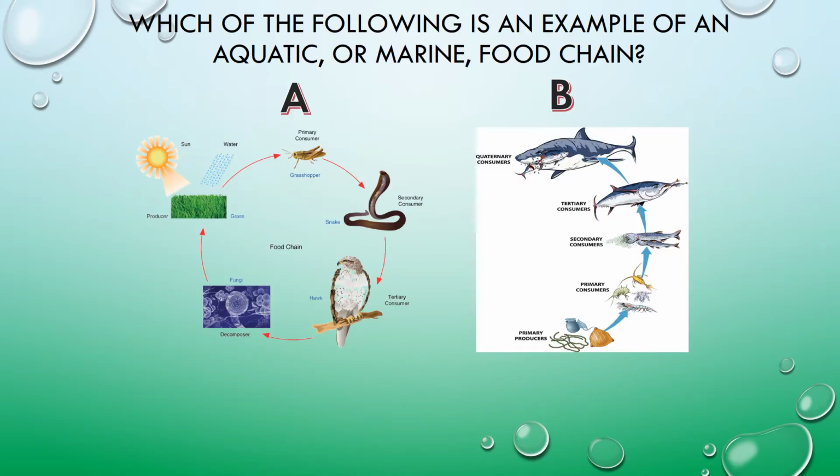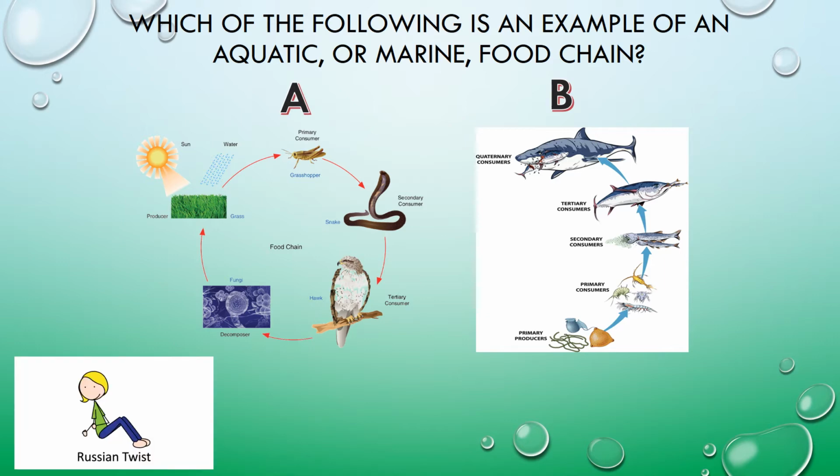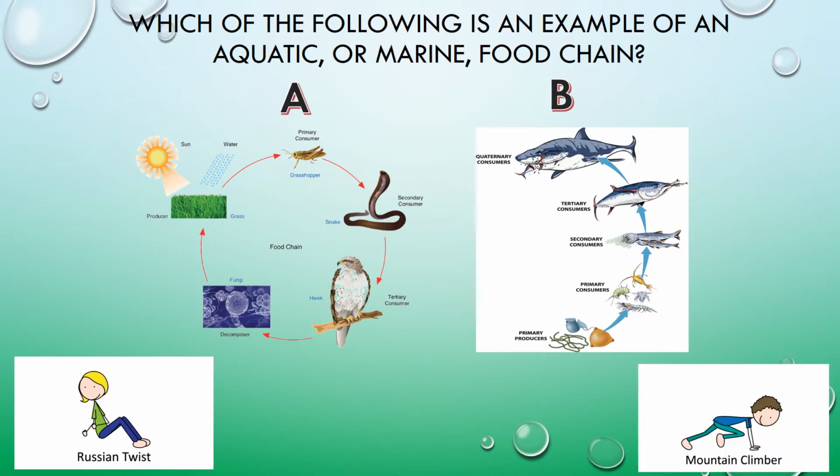Here's our first question. Which of the following is an example of an aquatic or marine food chain? Is it A or is it B? If you think it's A, I want you to get to the floor and do some Russian twists. If you think it's B, I want you to get to the floor and do some mountain climbers. Go ahead and get ready and begin.